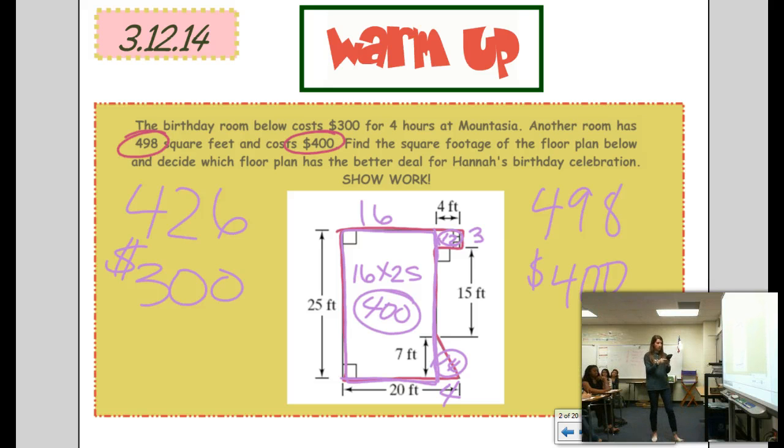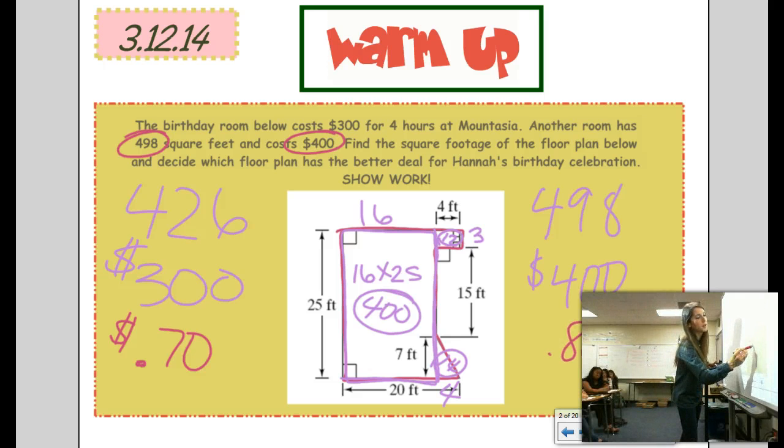So 300 divided by 426. How much? 70 cents per square foot. And let's do that one. The other one is 400 divided by 498. I believe you now. 80 cents per square foot. Which one is the better deal? 70. The $300 one. Yeah.